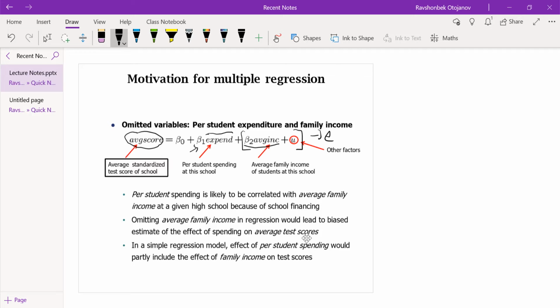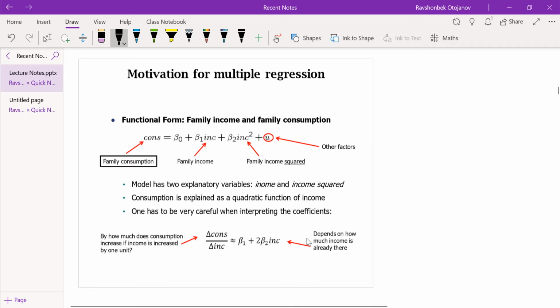As a result, we are now able to estimate the effect of expenditure on average score, holding everything else constant. That's the benefit or advantage of running a multiple linear regression model. Another motivation or advantage of using multiple linear regression is that it allows us to form complex models, or it offers us flexibility in the form of modeling.